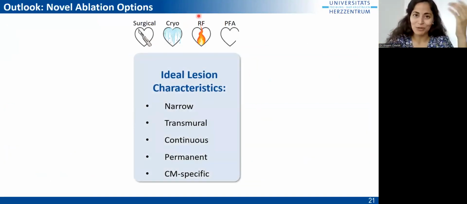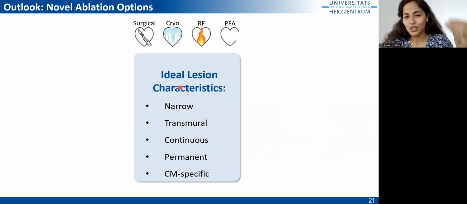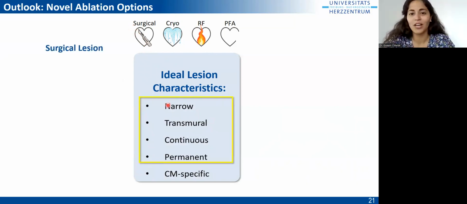I told you a lot about our work with radiofrequency ablations and how we're trying to understand this type of lesion. We're also trying to do this after cryoablation, which is a common alternative to RF. But actually, in the end, to truly reach this ideal lesion, we think the best way would probably be a surgical approach. So here, we think that we would get a much narrower lesion that's transmural, continuous, and permanent.